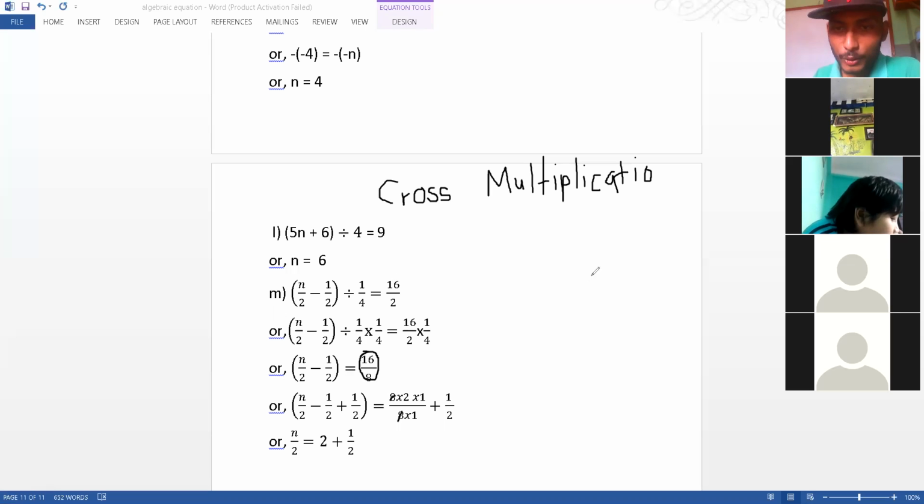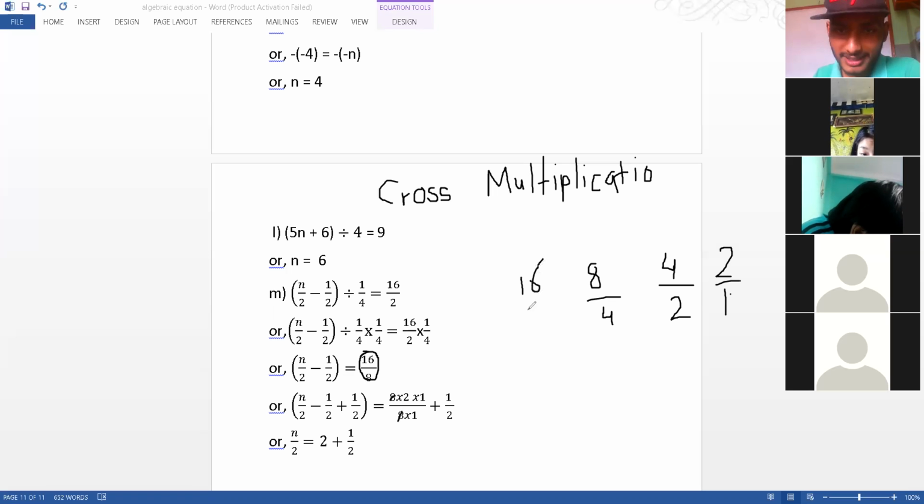If you keep on dividing by 2, you will get, at one point, 8 by 4, and then you will get 4 by 2. Keep on dividing by 2, and after that you will get 2 by 1. So this is what I'm doing. I'm getting 2 by 1. If you keep on dividing by 2, this is what you will get. Is it understandable now?